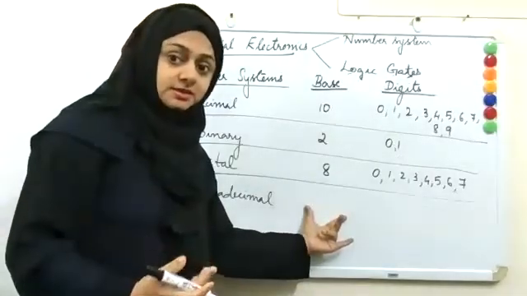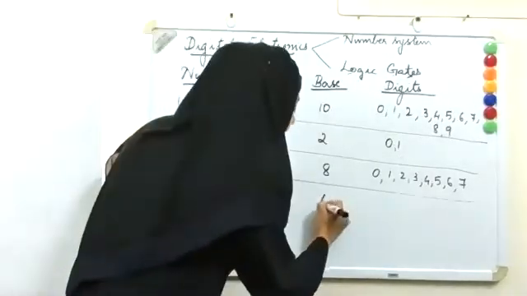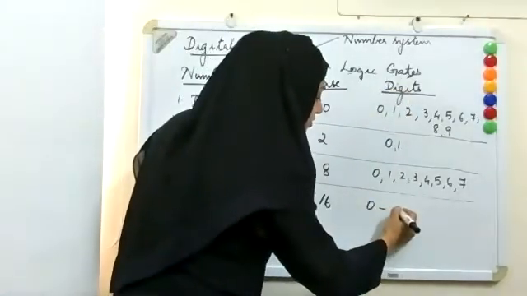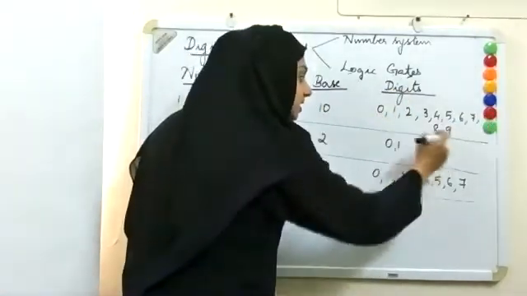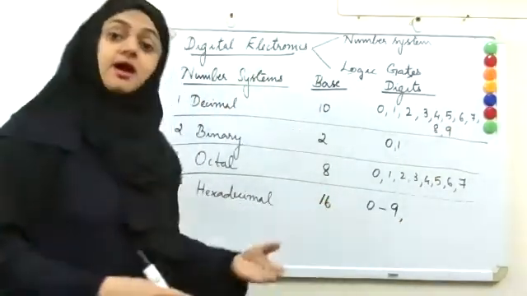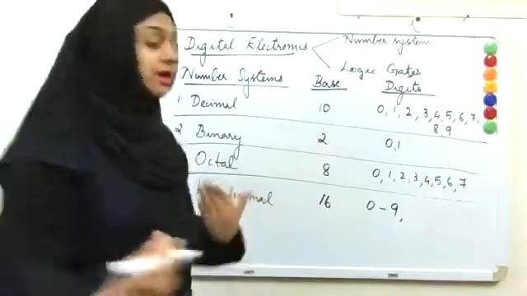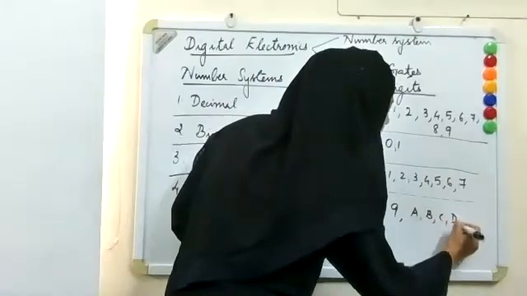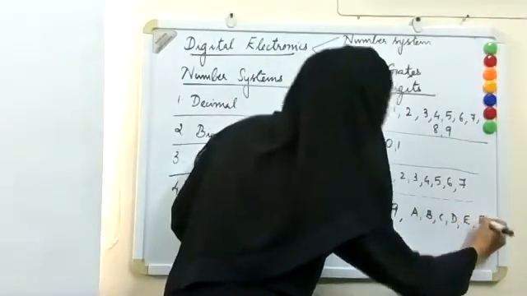What is the base? Yes, 16. And what are the digits? So it goes from 0 to 9, which are these. So that forms 10. And the remaining are alphabets starting from A. So A, B, C, D, E, and F.